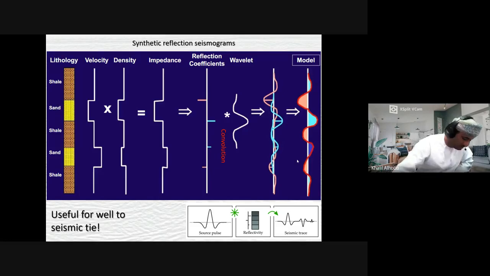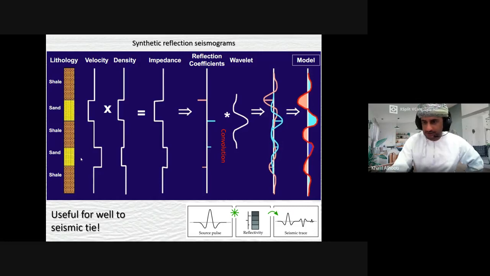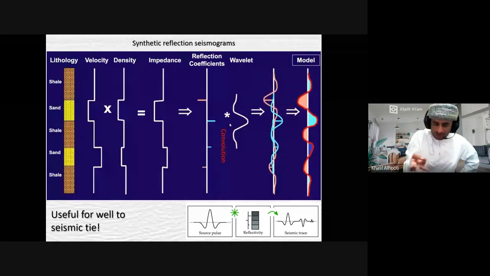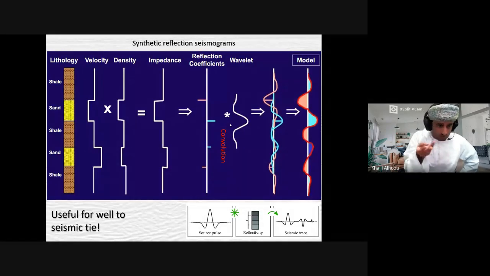How do you make the tie now? How do you tie your seismic with the well? During the well drilling, there is another process. They call it well logging, and they send some type of equipment along the path of the well and record some information. They record the density of the rock. They also record the velocity of the rocks. So you get these two pieces of information.